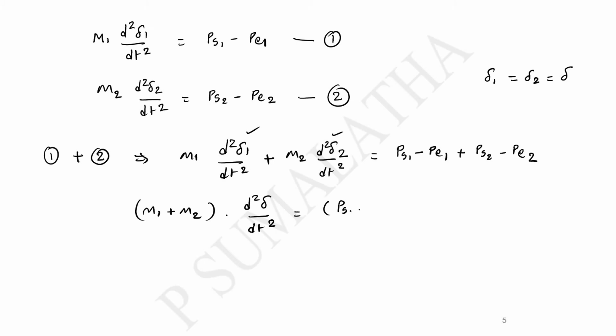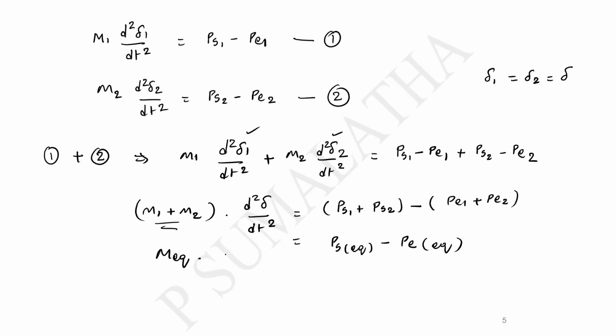let us separate the shaft powers and the electrical powers. So PS1 plus PS2 minus PE1 plus PE2. Which I can further write as the shaft power equivalent value minus the electrical power equivalent value, is equal to, this can be represented as M equivalent into d square del by dt square. Now we got the M equivalent value.